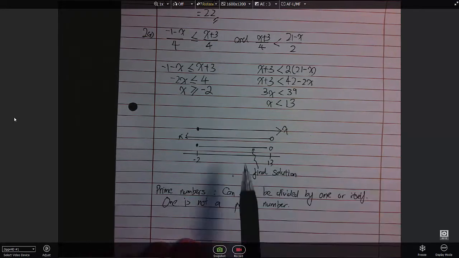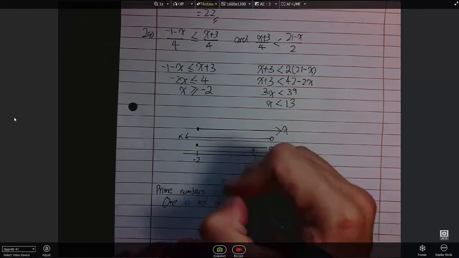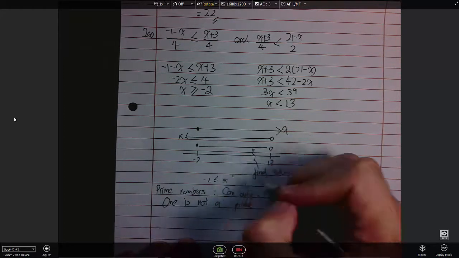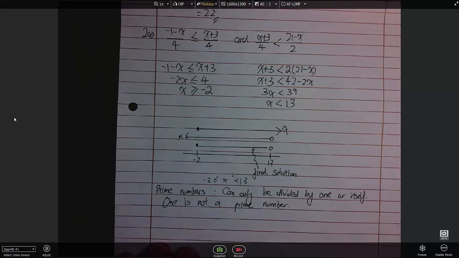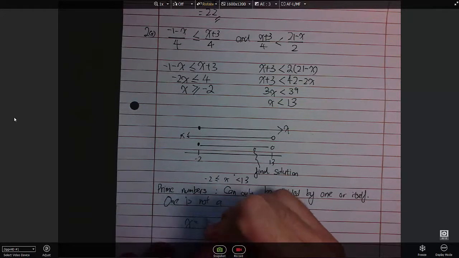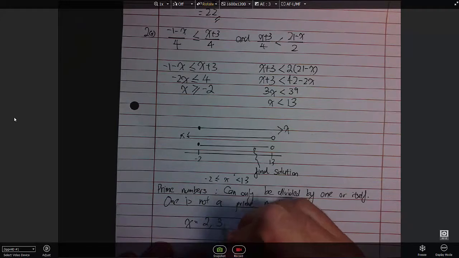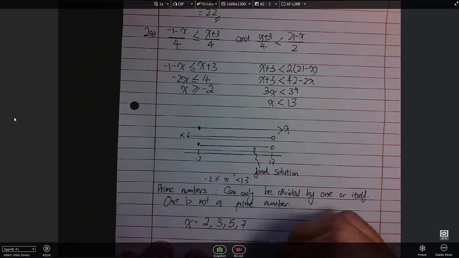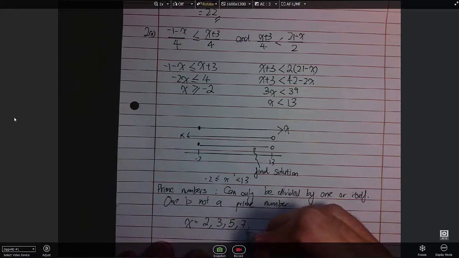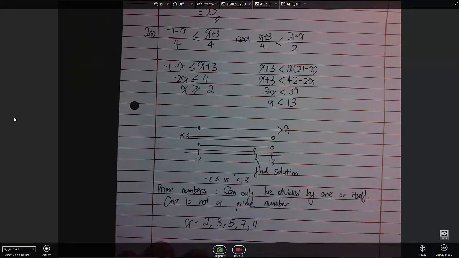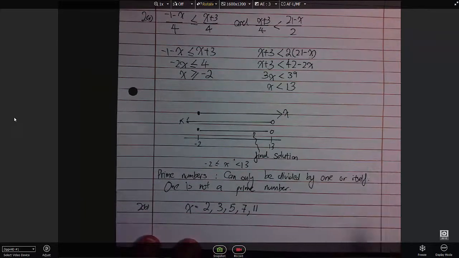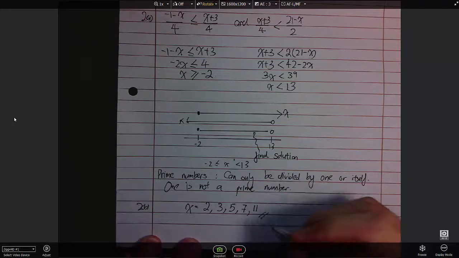So therefore in this case, what we have is x is greater than or equal to negative 2 and less than 13. The first prime number that we have is x equals 2. 3 is possible, 4 is not prime, 5, okay, 6 is not prime, 7, 8, 9, 10, 11, okay, 12, 13 is not inclusive. So for 2b, the prime numbers are 2, 3, 5, 7, 11. Many of you wrote 1 as a prime number. 1 is not a prime number, so take note of that. And that concludes the corrections for the class test.